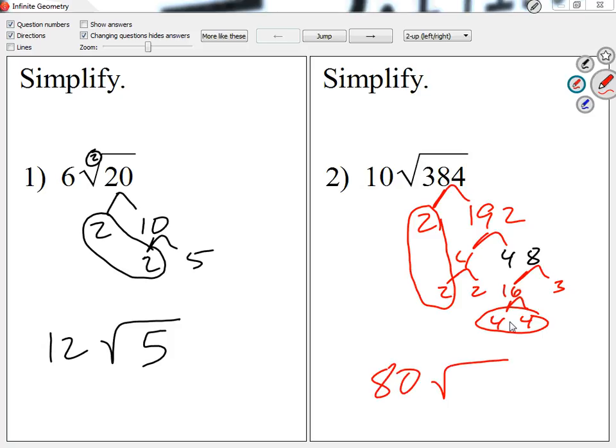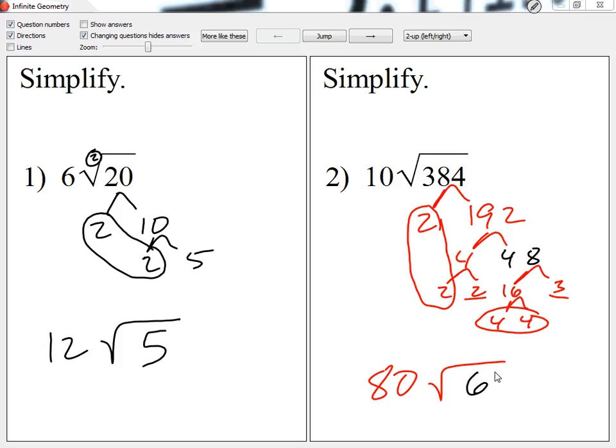Once again, we multiply the groups, and then we multiply with the outside. On the inside, if you notice, I have 2 singles, a 2 and a 3. When we have more than one single, also multiply them. So I'm going to finish with a 6 on the inside. So 80 radical 6.